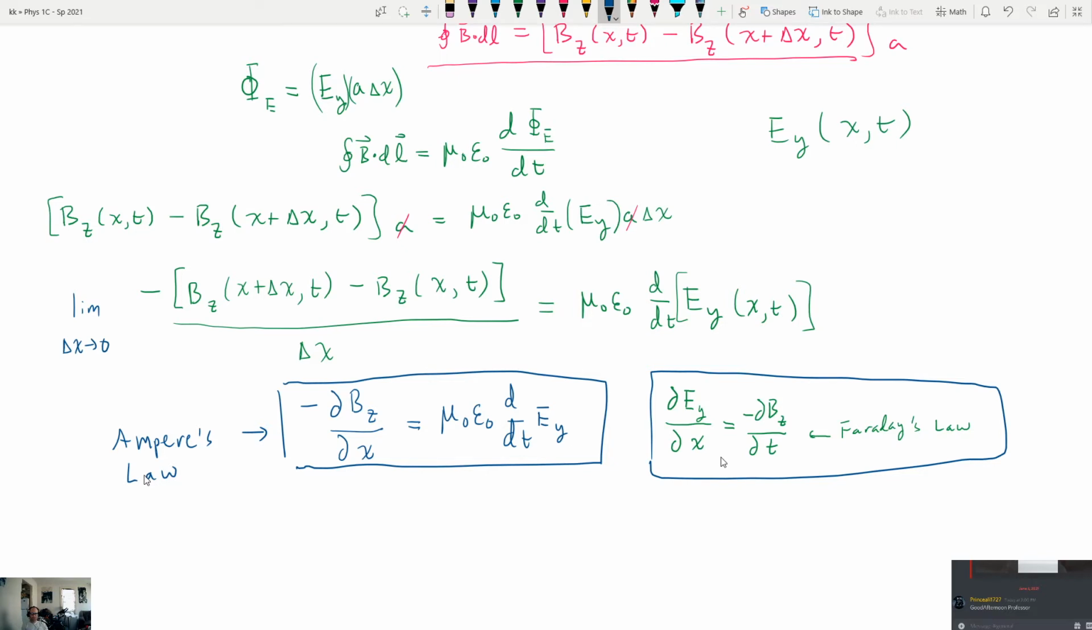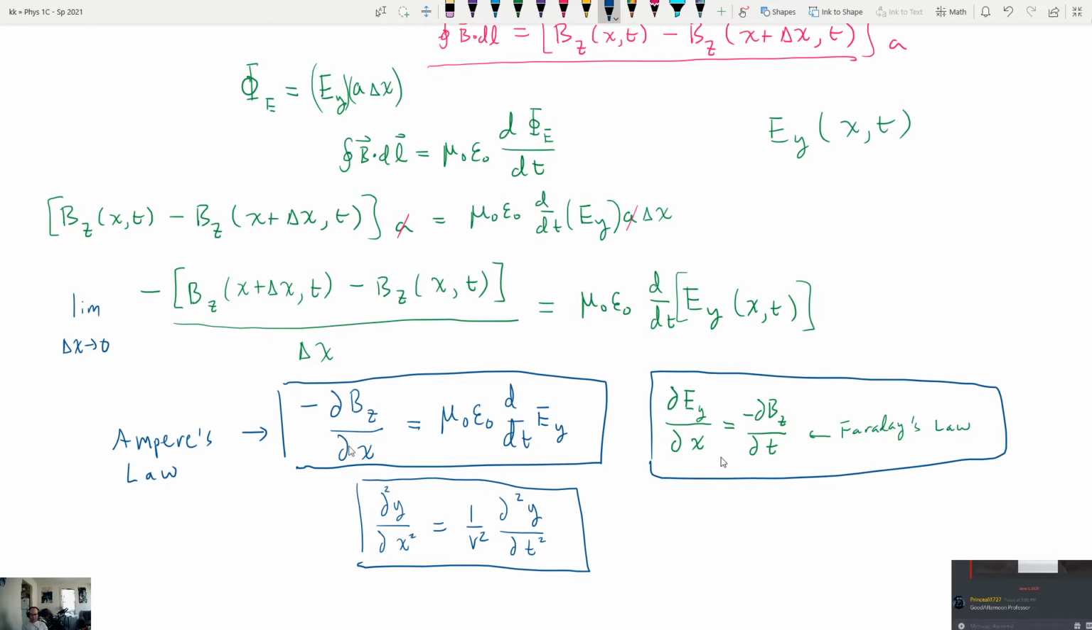And just to remind you what the wave equation looks like, we're trying to make it so that when we take the second derivative of our function with respect to x, it's equal to 1 over the velocity of the wave squared, times the second derivative of the function with respect to time. So we'd like to get something into this form where instead of y, we have B and E, pretty much.